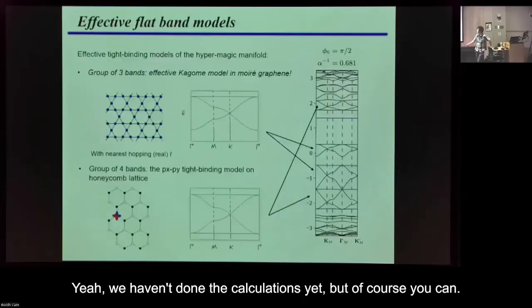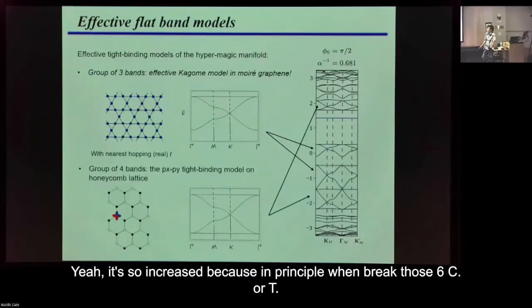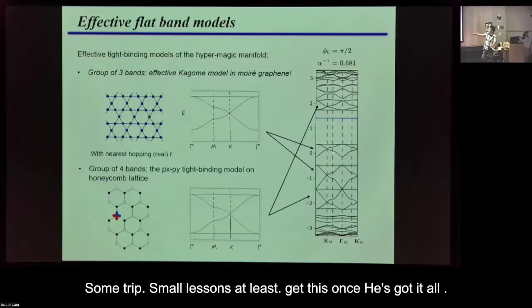You can break C2z by adding hBN. Go back to that picture. One of these K values, they're going to stop opening Chern numbers. Yeah, I believe so. In principle, when you break C2z or T symmetry, they give you small mass terms at these gapless points. But these gapless points are all Dirac or quadratic Dirac points. So once you've got it, you have to push the Berry phase into one of the bands, which would give you Chern bands.